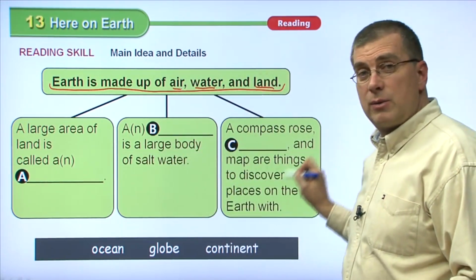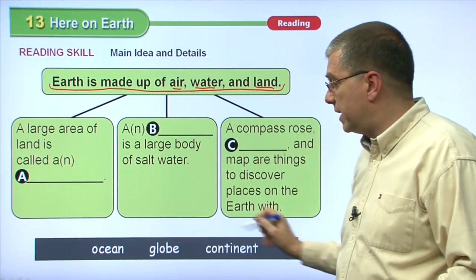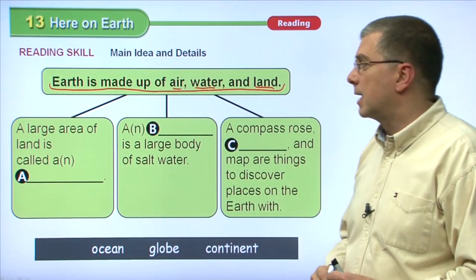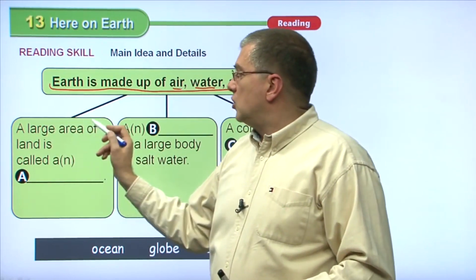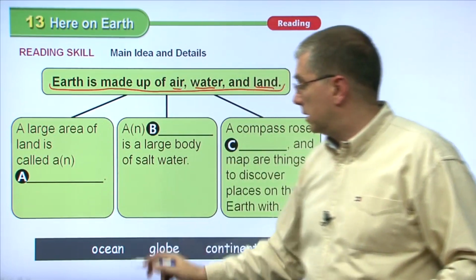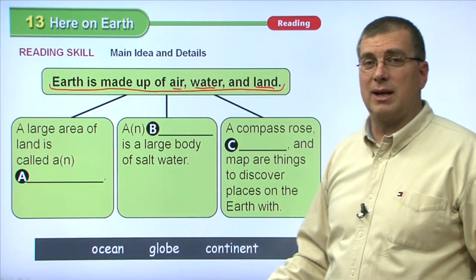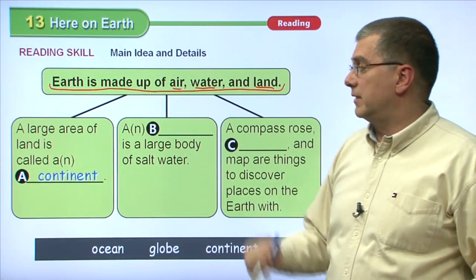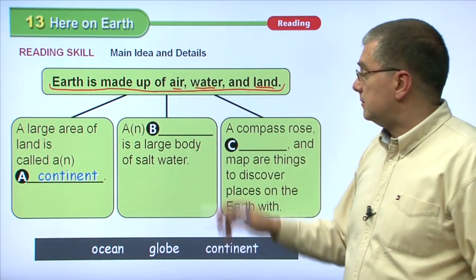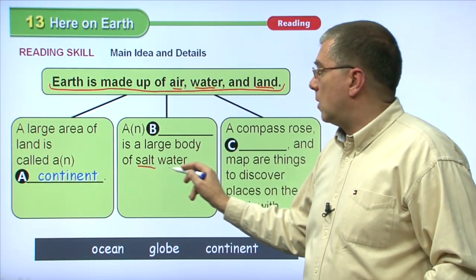In each of these three details, there's a blank. We have to fill in those blanks with these words: ocean, globe, continent. Let's take a look. First detail, a large area of land. So a very large area of land is called what? Ocean, globe, or continent. We just talked about this before. So this is a continent. A large area of land is called a continent. Second detail. Now we're talking about a large body of salt water.